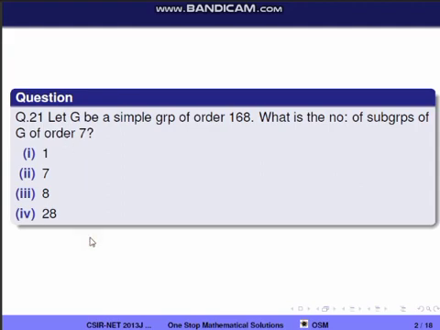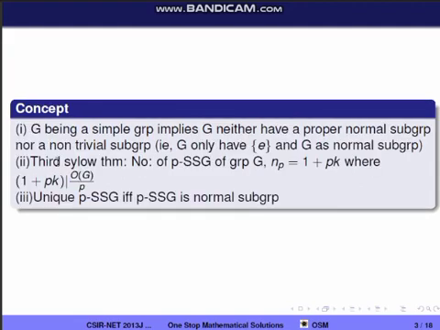So first of all, we look into the concepts used in the question. G being a simple group implies G has neither a proper normal subgroup nor a non-trivial one. That is, G only has the trivial and improper subgroups, so it has only E and G as its normal subgroups.